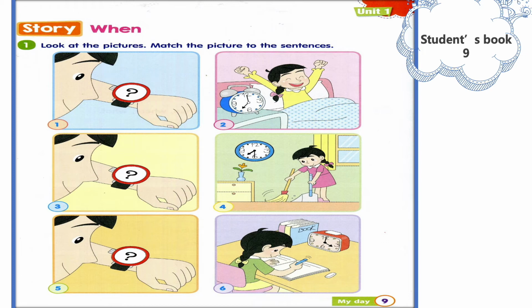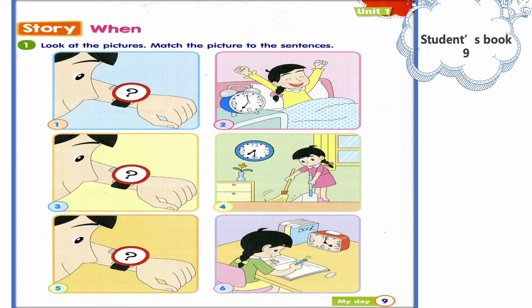Number 5. When do you do your homework? Number 6. I do homework at 4 o'clock. Number 5. When do you do your homework? I do homework at 4 o'clock.